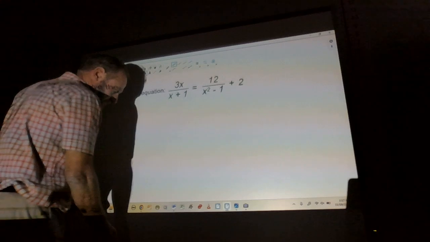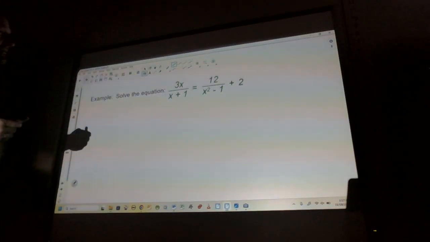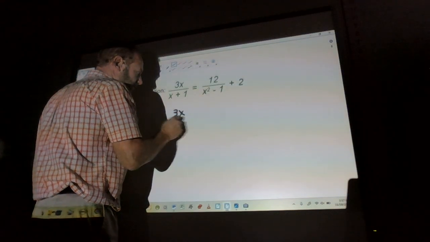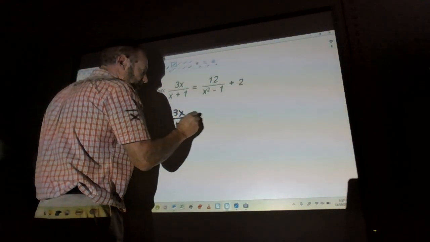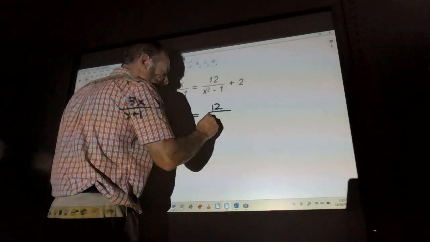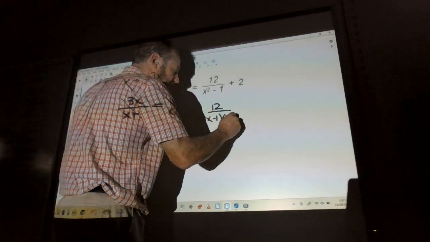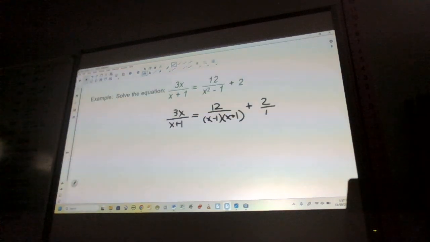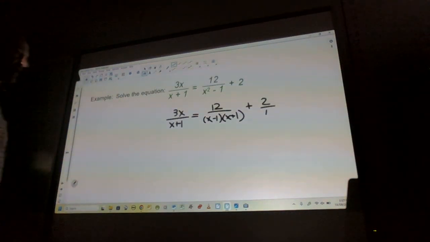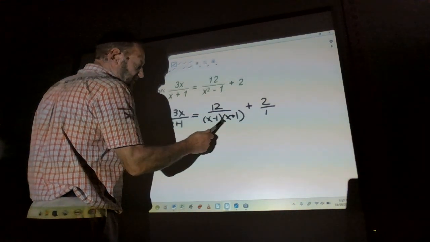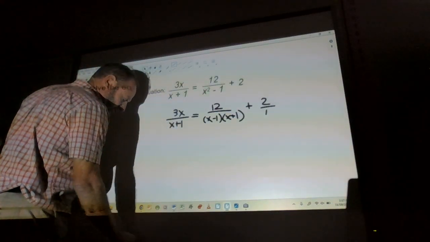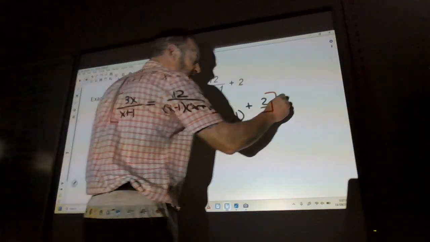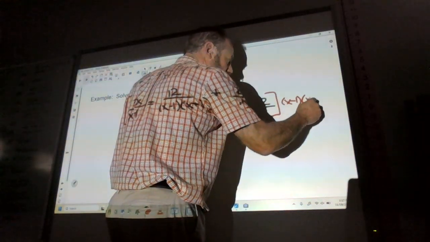All right. Here's one. This might be a good idea to take this and factor it first. So 3x over x plus 1 is going to equal 12 over x minus 1, x plus 1, plus 2 over 1. Okay, now, what is going to be my least common multiple? Well, this has an x plus 1, so does that, but I'm going to need an x minus 1, so I'm going to multiply this entire equation here by x minus 1, x plus 1.